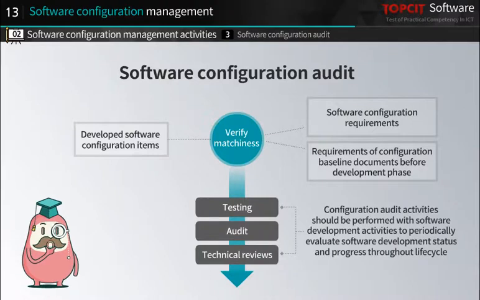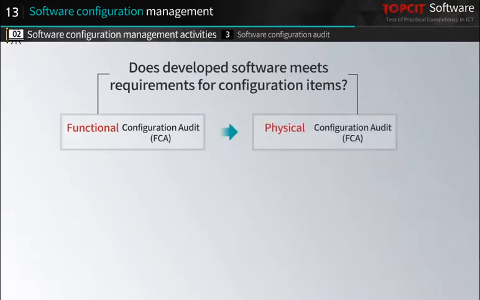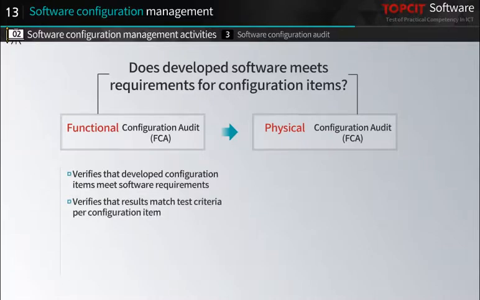Configuration audit activities should be performed with software development activities to periodically evaluate software development status and progress throughout the lifecycle. The software configuration audit is divided into two stages to determine if the developed software meets the requirements for the configuration items. First, the functional configuration audit verifies that the developed configuration items meet the software requirements. Also, it verifies that the results match the test criteria per configuration item.